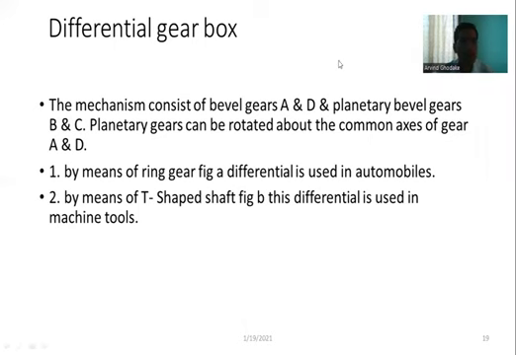In the differential gearbox, the mechanism consists of bevel gears A and D and planetary bevel gears B and C. The planetary gears can be rotated about the common axis of the gears A and D. First, by means of the ring gear figure, a differential is used in the automobile, and by means of the T-shaped shaft figure B, this differential is used in the machine tool. So the differential gearbox has two applications. One is in the automobile vehicle, and the second is in machine tools.